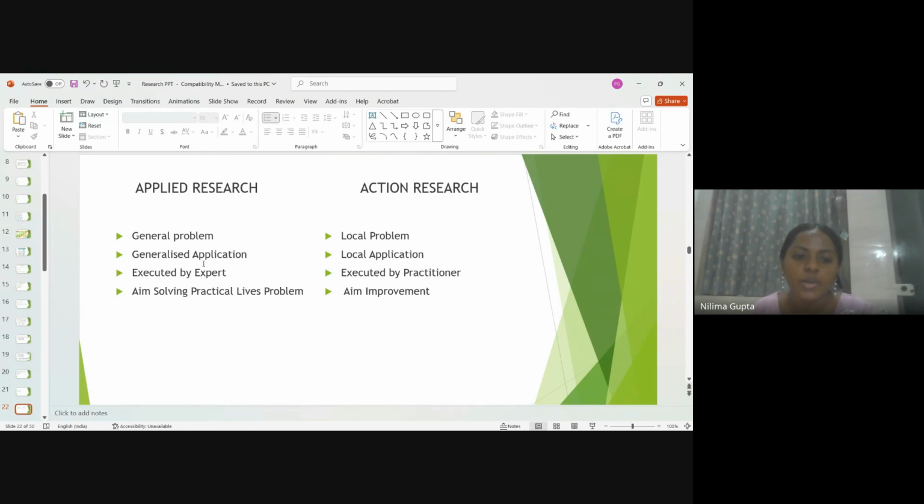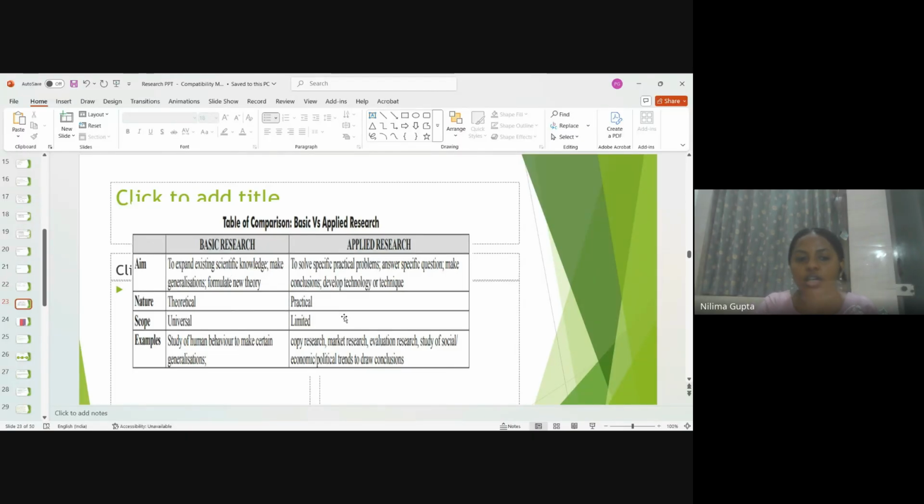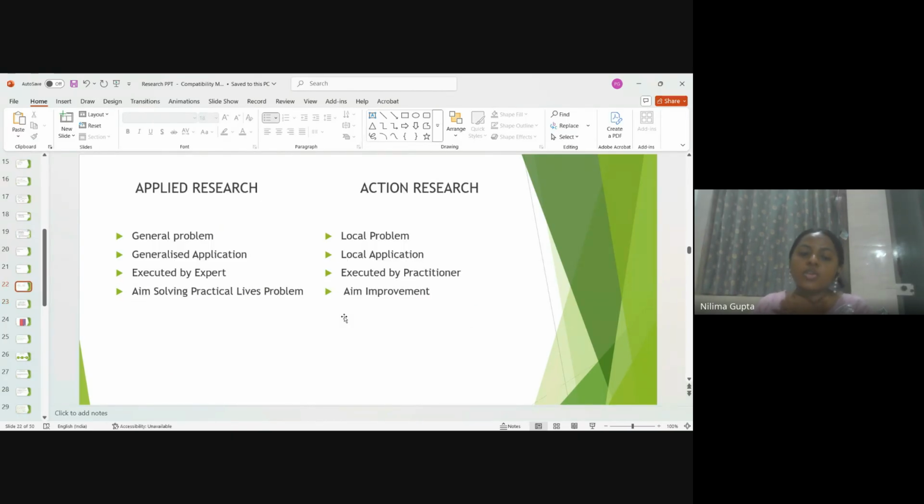When I talk about applied research, it aims solving practical life problems. And when I talk about action research, its focus is on improvement and giving an immediate solution. There are few more bifurcation that you can see that will just help you to clarify your concept. So this was about applied and action research. So action research is a part of applied research, and still it has little differentiation.